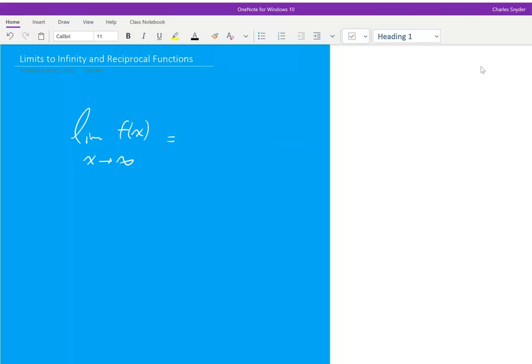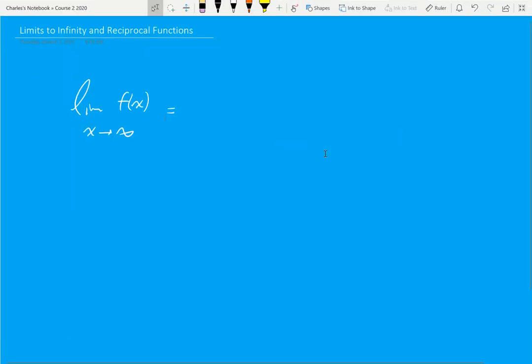Okay, so today I'm talking about a couple things. We're back talking about rational functions. We're talking about limits. We're going to talk about reciprocal functions a little bit. It's going to be important to keep all those different vocabulary terms separated. But the first thing I want to talk about is this idea of limits to infinity.